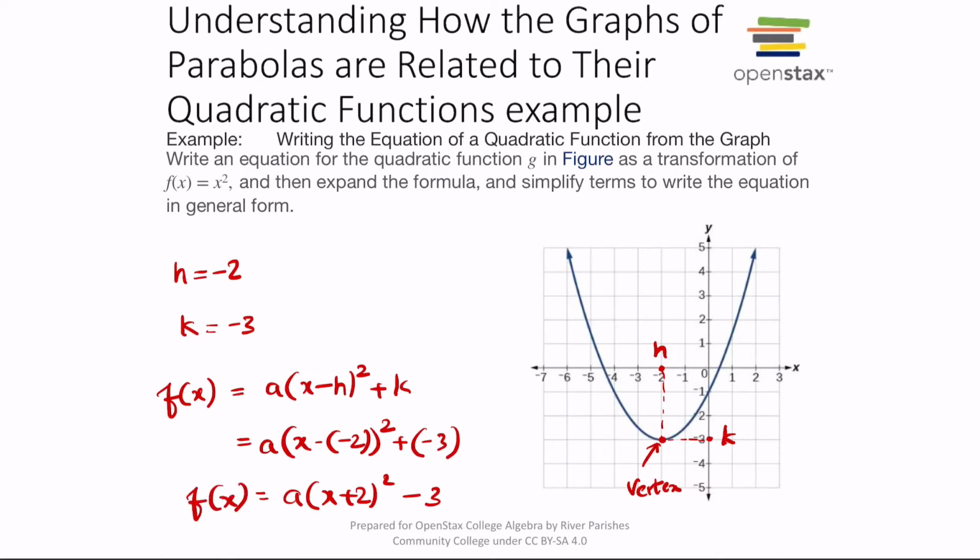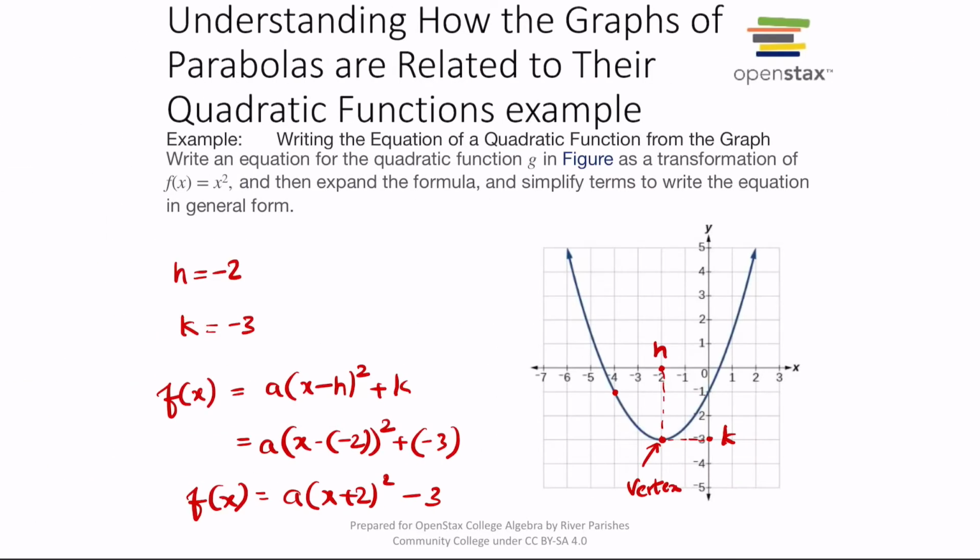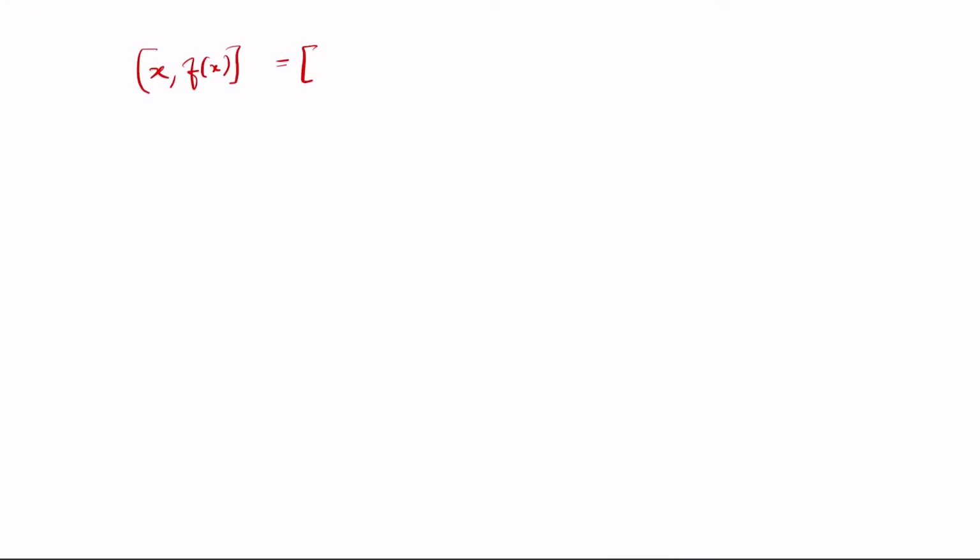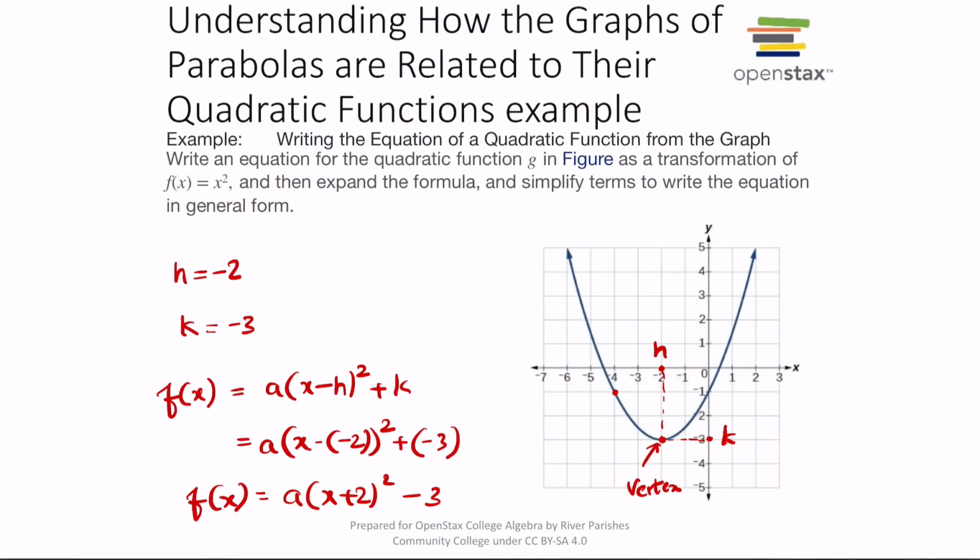To find a, take any point on the curve that you can find easily. So that point is here. This point is easy to write down. So it is -4 comma -1. So here we are basically using the point x comma f of x, which is -4 comma -1.